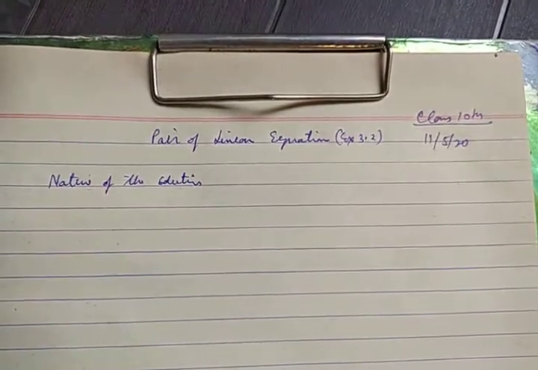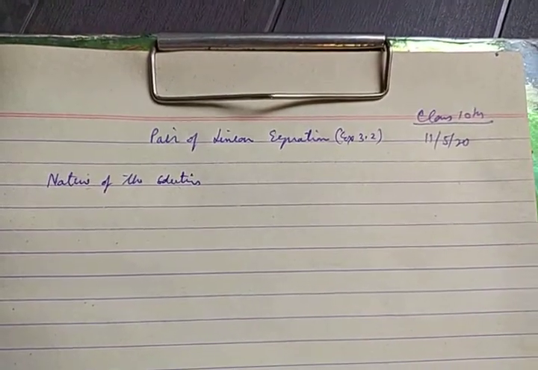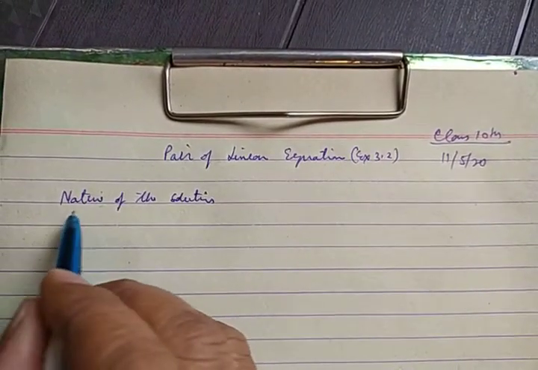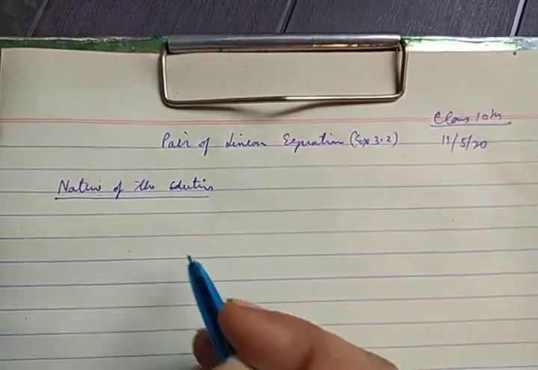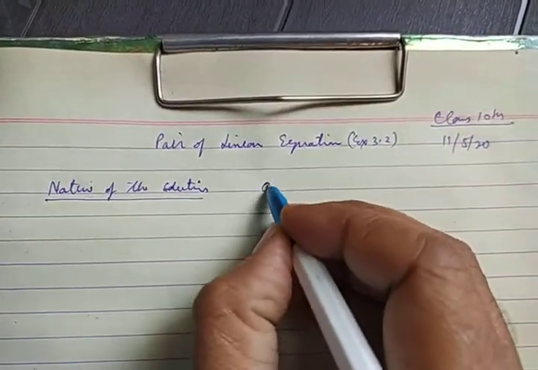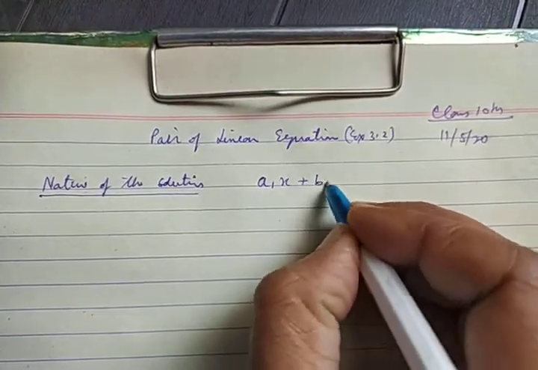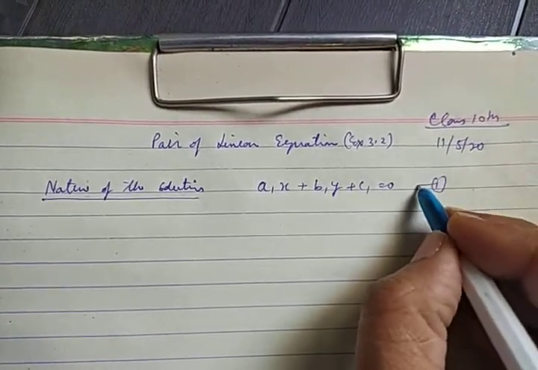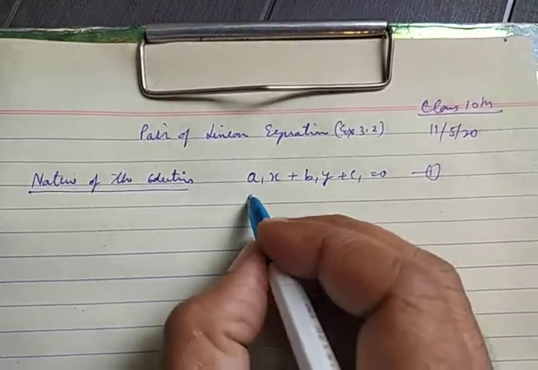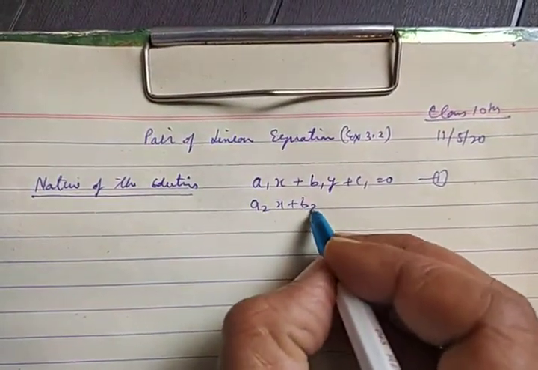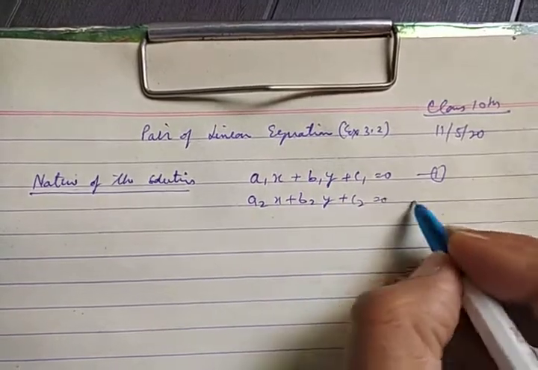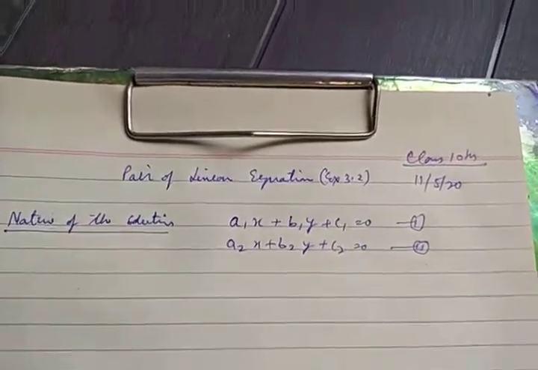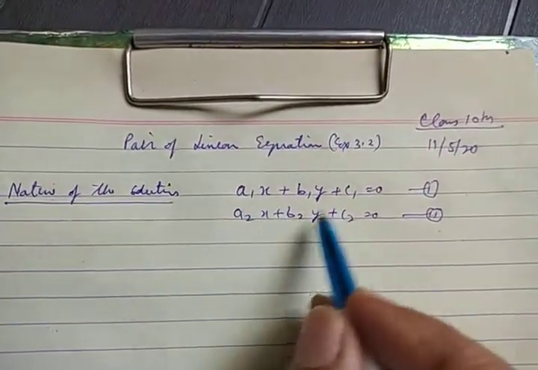Nature of the solution means, without solving the equation, which type of solution the given equations will give. How to observe this, I will explain now. Your standard equations were in the form a1x plus b1y plus c1 is equal to 0, this is equation 1, and a2x plus b2y plus c2 is equal to 0, this is equation 2. In your questions you have to assume equations 1 and 2 like this. Equations would be in this form.